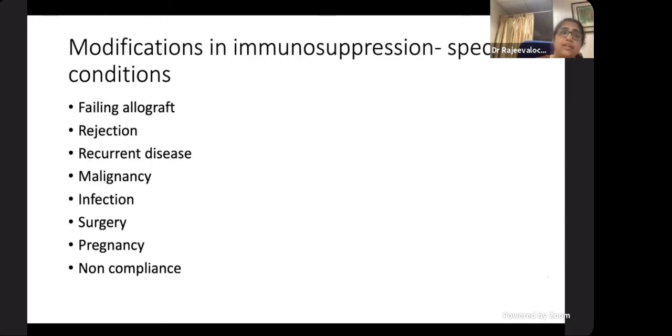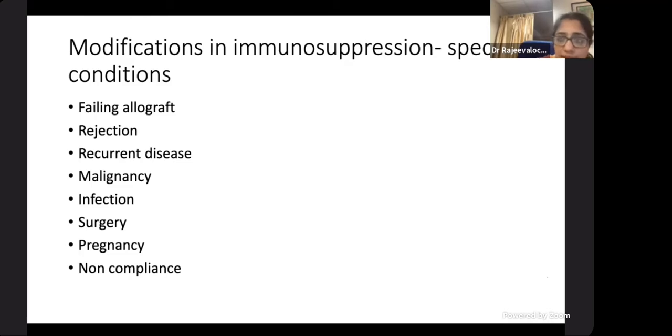Generally what we do is we give an induction agent, then the very next day we start a CNI, oral steroids as well as MMF, that is an anti-proliferative agent, and then monitor the levels and see how it goes. But if there is a failing allograft, we need to modify the immunosuppression. Basically, we can minimize the anti-proliferative agent and CNIs a little bit because we don't want them to end up in infection. At the same time, keeping in mind that this patient may require another transplant and we want to reduce the amount of sensitization.